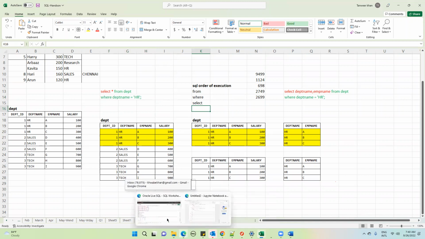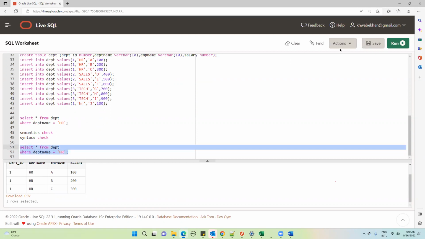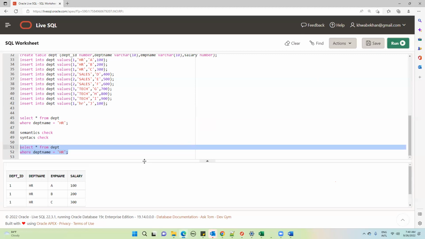Okay, where was that? Okay, this is the one. What I was telling you here. So now my manager is asking me, okay Tanvir, show me the details of all those employees who are working in HR department. I have written this query and I have displayed this output to the manager.